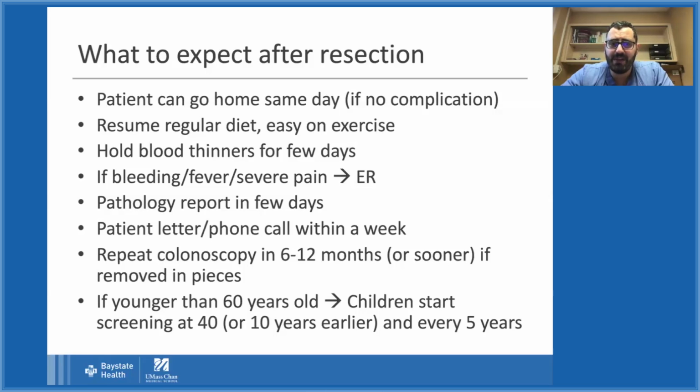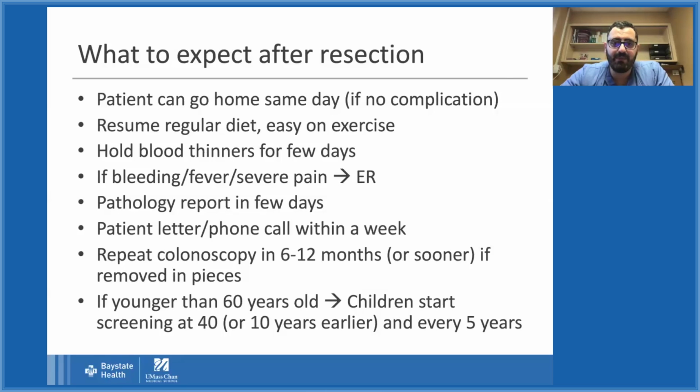Exercise-wise, I would tell the patient to be easy on exercise. They can still do some exercise, but I would not be too aggressive over the next few days after the procedure. Now, if the patient got a complication like that patient I told you about where there was a small perforation, then the patient needs to stay in the hospital, sometimes overnight, sometimes for a couple of days, but usually not more than that. Surgery might be required very rarely, very rarely.